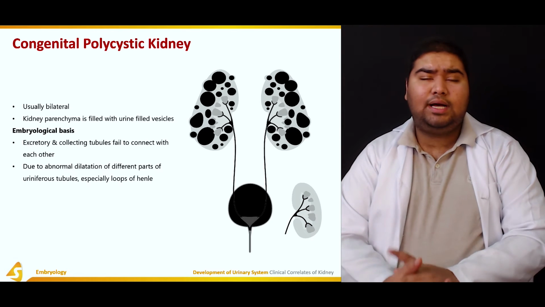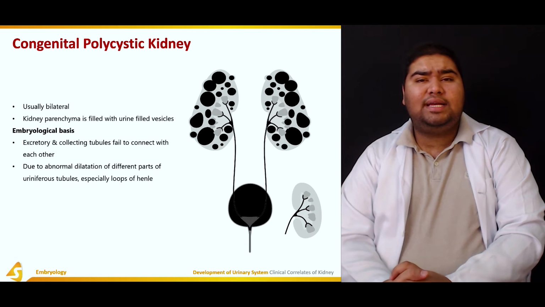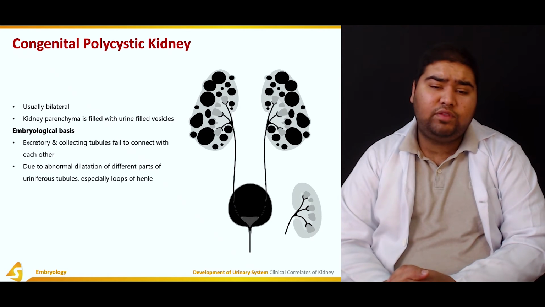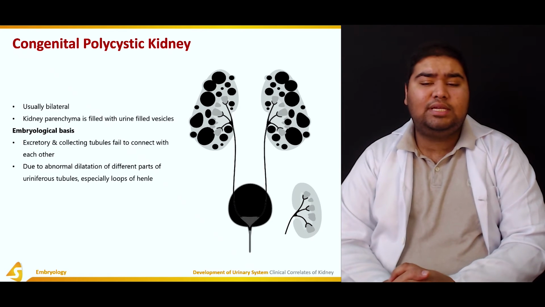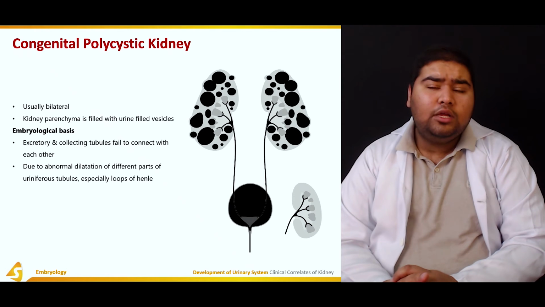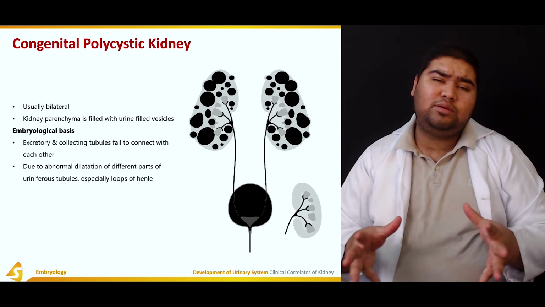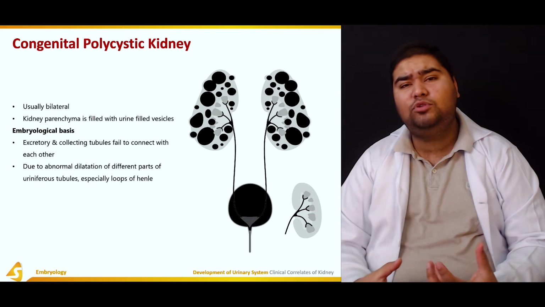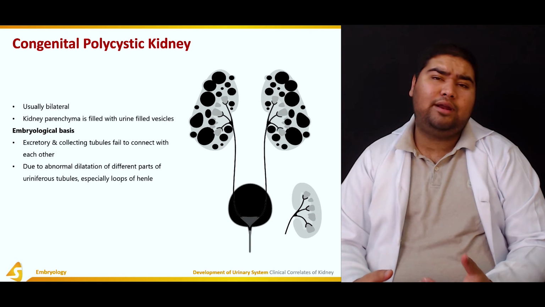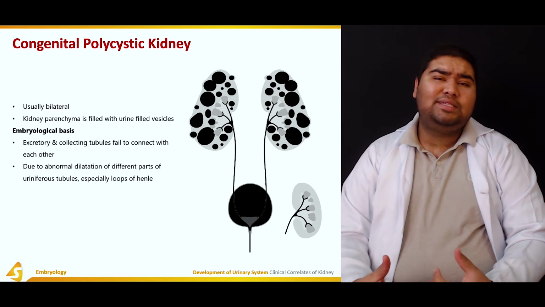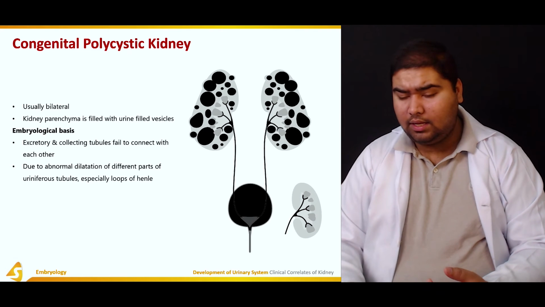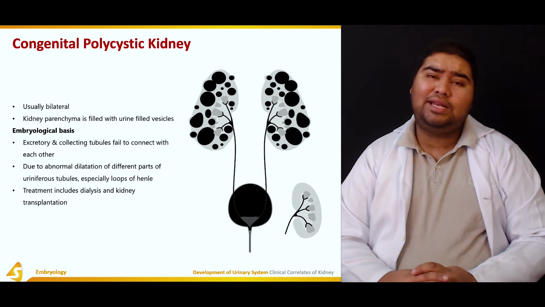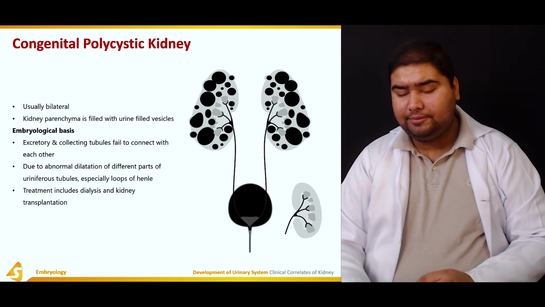The other explanation that scientists give is abnormal dilation of different parts of the uriniferous tubules, especially in the loop of Henle. So they say there are dilations in the tubules, especially in the loop of Henle, where these dilations are prone to collection of urine and are responsible for the formation of cystic swellings filled with urine in the kidneys. So the treatment usually includes dialysis and a renal transplant.